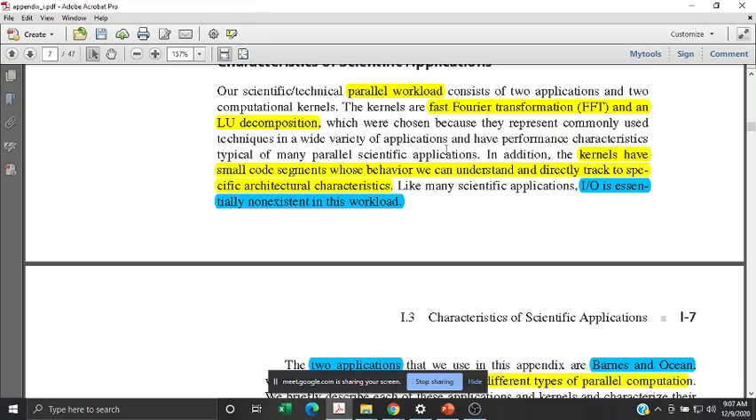So what are kernels? Kernels are small code segments whose behavior can be understood and which directly track specific architectural characteristics. Whenever you imagine an FFT, you imagine a butterfly structure. Whenever you imagine an LU, maybe like most wavelet architectures, high high low low, low high low low. There are some grids that can be imagined, or architectures that can be visualized, which are structurally regular in nature.